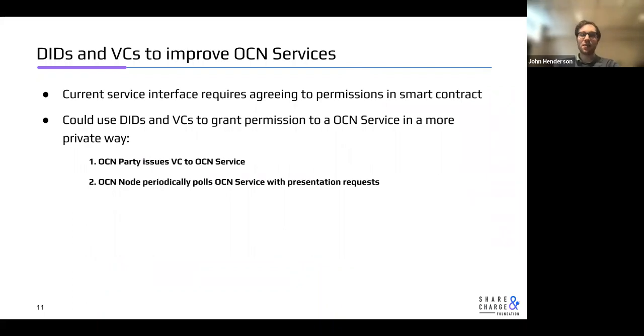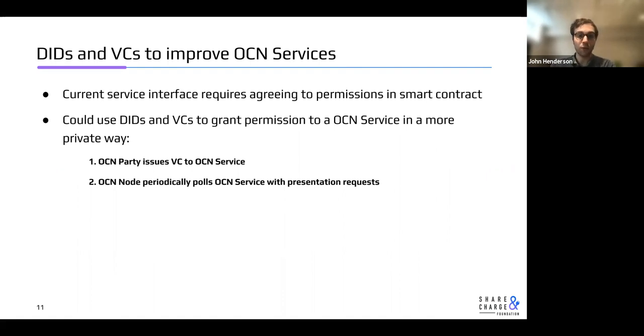Yes, just to move then to some of the ideation that we could have about how these two technologies could improve the OCN. One idea that I had relates to OCN Services, because as I see it, our current service interface requires agreeing to permissions in a smart contract, which of course makes sense. The OCPI parties, the OCN parties need to agree that they want to indeed use an OCN service.